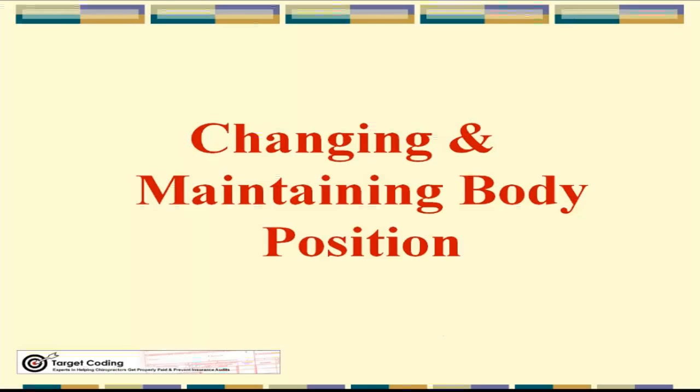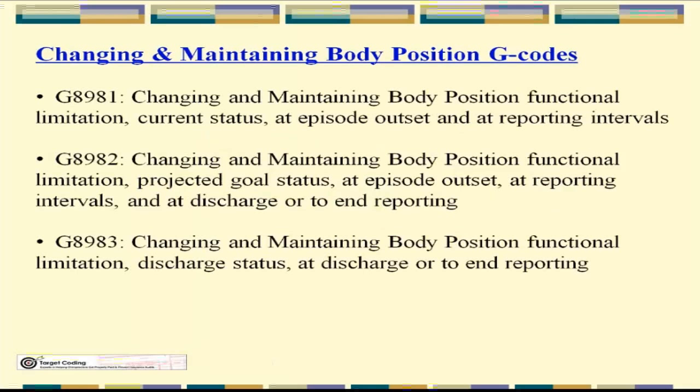Next, changing and maintaining body position. This is the second function. Here are the 3 G codes associated. Each one of these has 3 G codes. For changing body position, the current status is G8981. Changing and maintaining body position at the projected goal is G8982. Changing and maintaining body position at discharge is G8983.